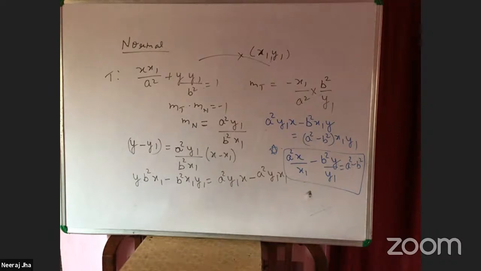Whether a is greater than b or a is less than b, the equation will remain the same. It will not change. The equation of the normal to the ellipse is a square into x upon x1 minus b square into y upon y1 is equal to a square minus b square. Any doubt?